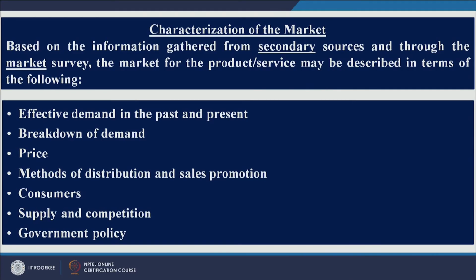So now you are done with secondary data, you are done with primary data. Now what? Once you are done with these two things, you come up with the effective demand of your product, which you are going to launch. And once you have got the aggregate demand, you need to break it down.